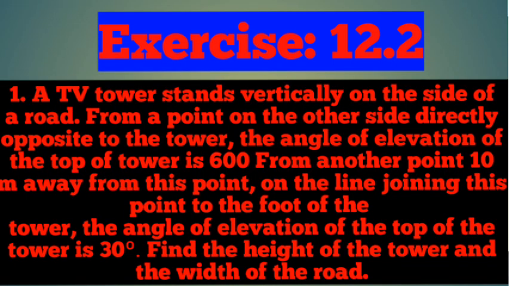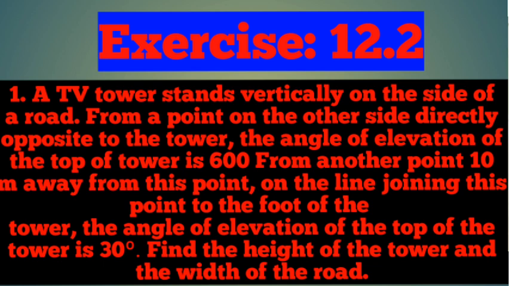A TV tower stands vertically on one side of the road. From a point on the other side, directly opposite to the tower, the angle of elevation to the top of the tower is 60 degrees. From another point 10 meters away from this point, on the line joining this point to the foot of the tower, the angle of elevation to the top of the tower is 30 degrees. Find the height of the tower and width of the road.